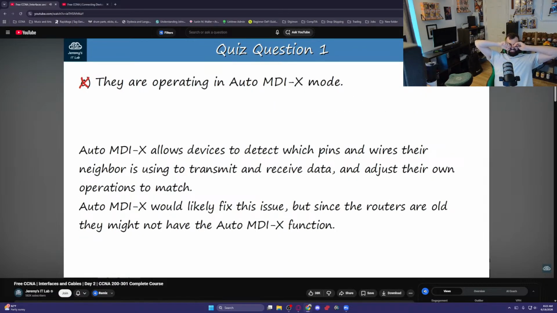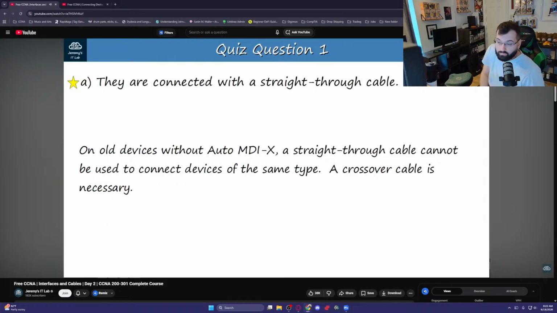Auto MDIX allows devices to detect which pins and wires their neighbors are using to transmit and receive data and adjust their own operations to match. Actually, auto MDIX would likely fix this issue, but since the routers are old, they might not have the auto MDIX function. So C, they are operating in auto MDIX mode, is incorrect. On old devices without auto MDIX, a straight-through cable cannot be used to connect devices of the same type. A crossover cable is necessary. So A, they are connected with a straight-through cable, is the best answer.